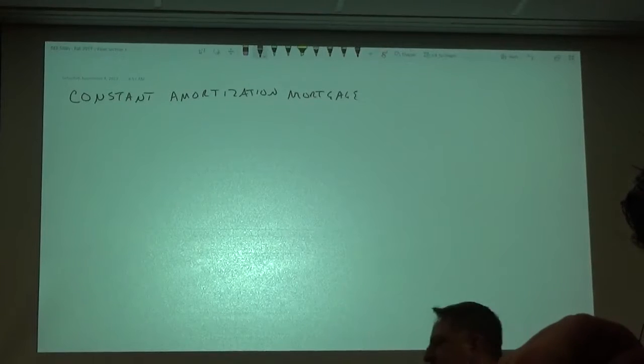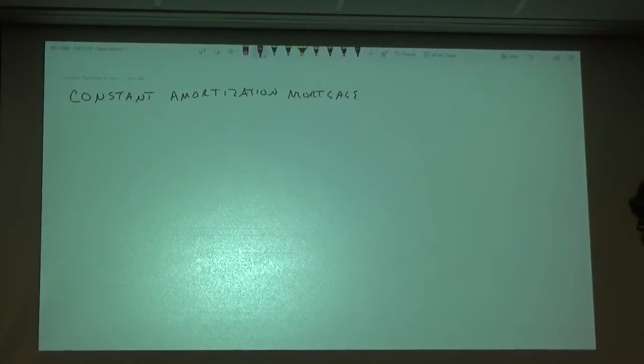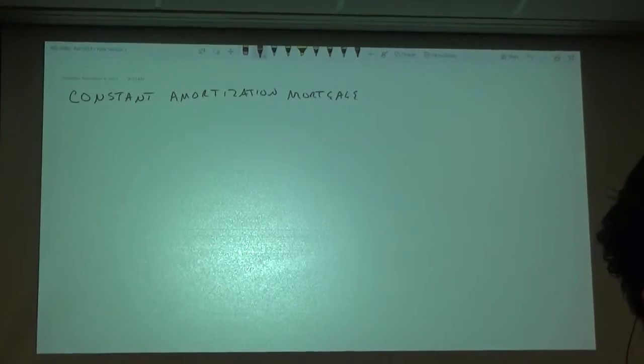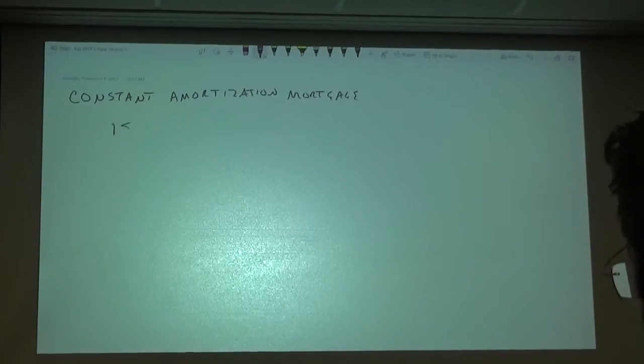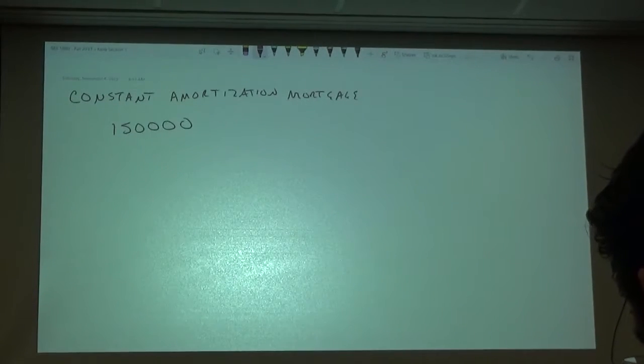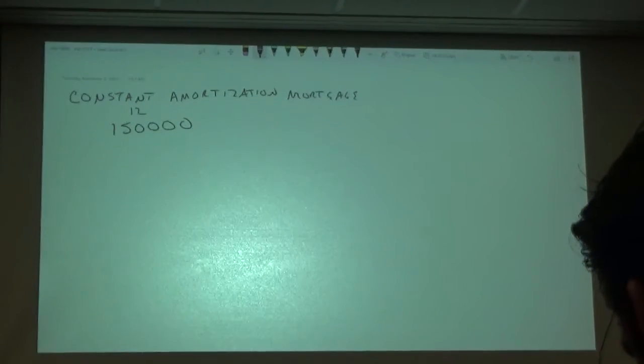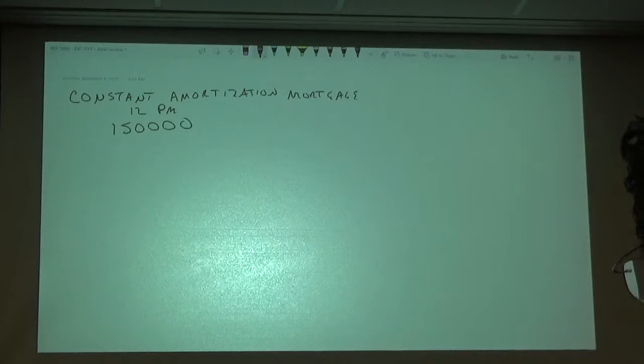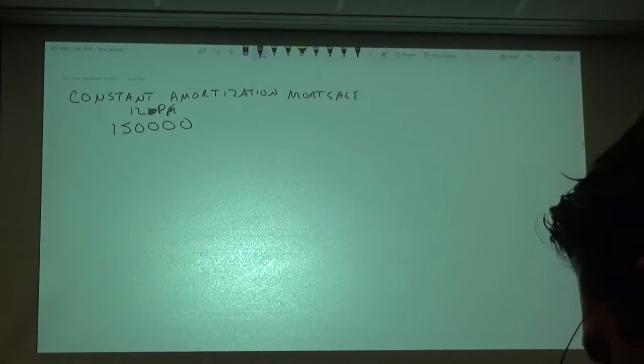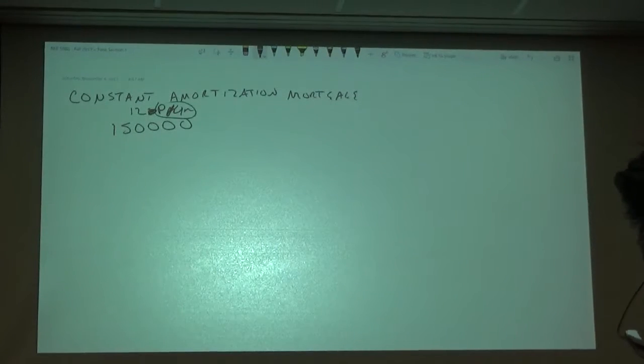So for this sort of mortgage, give me a dollar amount. 150,000, okay? So 150,000, and assuming this is 12 payments per year, so it's monthly. Try to be consistent, 12 payments per year. Okay, so 150,000, all right. So, how many years? 10. Okay, 10 years. Go with that. So this is going to be paid off over 10 years.